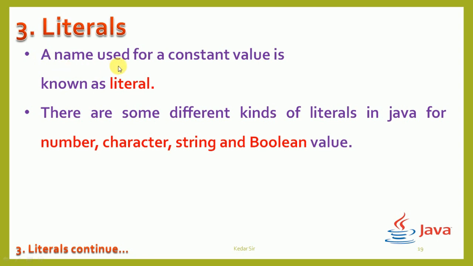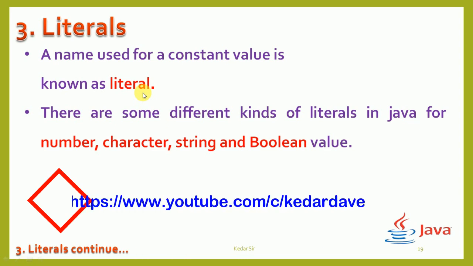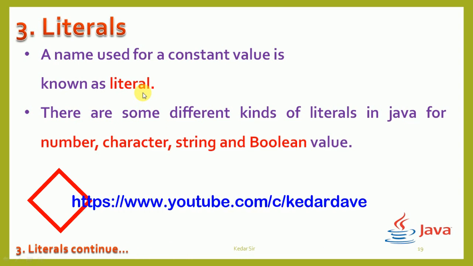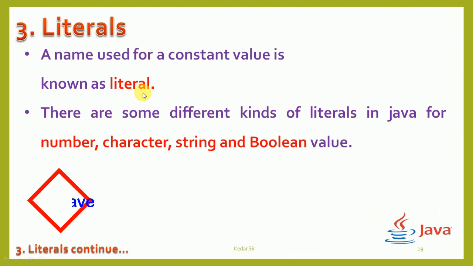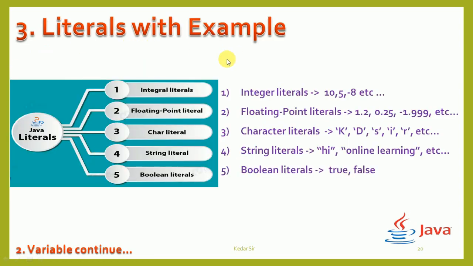Literals: a name used for a constant value is known as a literal in Java programming. It's a constant value you use in your program, and throughout the execution of the program it will display that value. That is called a constant or a literal, right? And there are some different kinds of literals in Java for numbers, characters, strings, and boolean values.